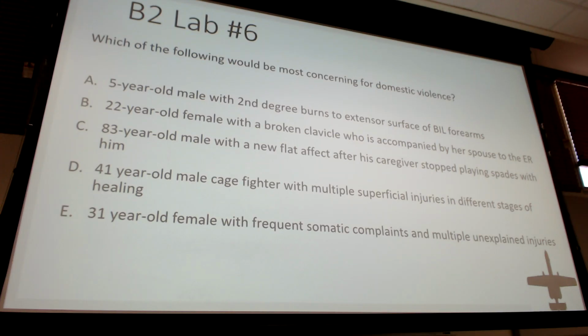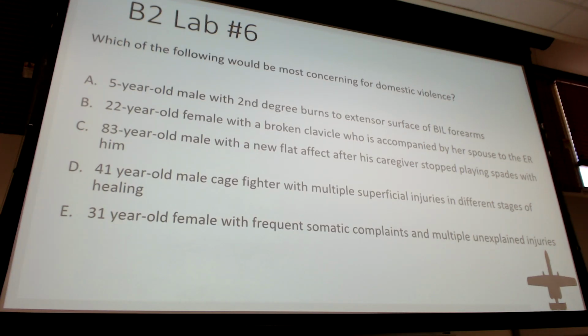41-year-old. Yep. All right, 31-year-old female with frequent somatic complaints and multiple unexplained injuries. Adult, female, childbearing age? Yeah. Frequent somatic complaints. All right, we're crossing lectures here now, right? Somatic, what is that? What's a somatic complaint, somatic symptom? Headache could be one. That's an example of it.